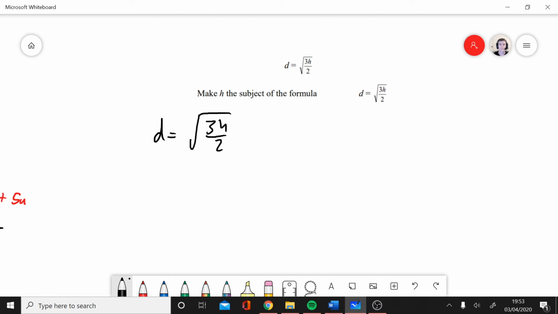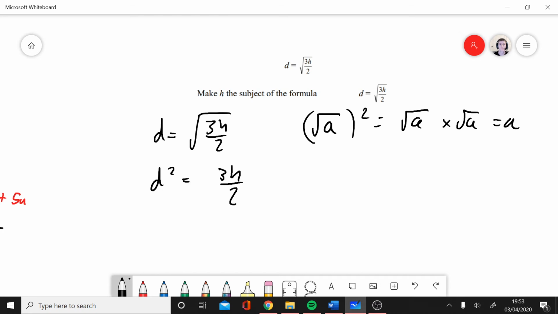we can get rid of the square root by squaring both sides, because say we have, let's just imagine the number a. If we have root a and we square it, we end up with root a times root a, which is just a, which is a lot simpler to work with. So if I'm going to square both sides, I end up with d squared being equal to 3h over 2. What I've done is I've squared the left-hand side, I've squared the right-hand side, and we end up with 3h over 2 being equal to d squared. And then you can just rearrange this similar to every other kind of question.